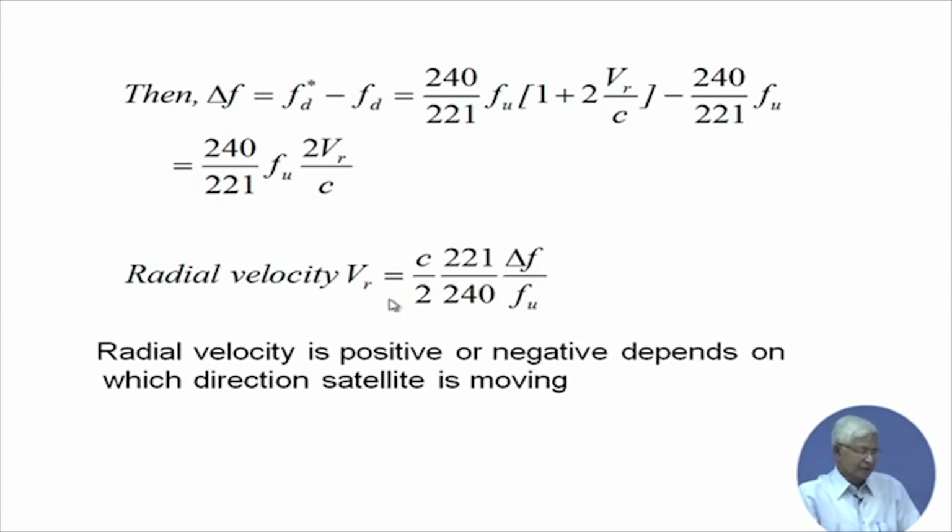And of course, we have to see that radial velocity is positive or negative depending on which direction the satellite is moving. So, this is also another part of the range, which is called range rate. With this, let us complete the discussion on telemetry tracking and command, which is a very brief description. We will go into the other subsystems.